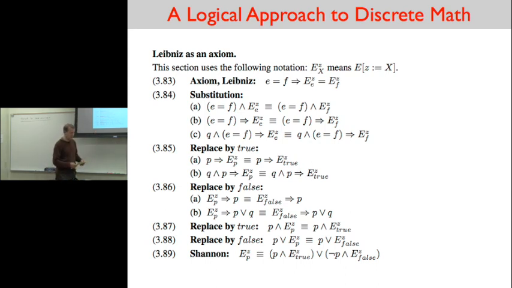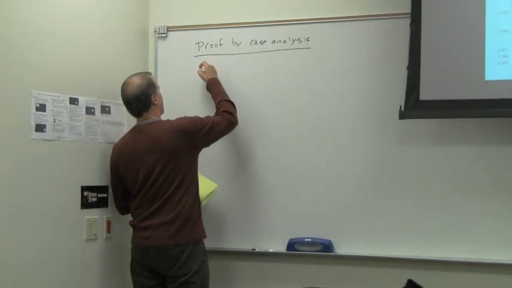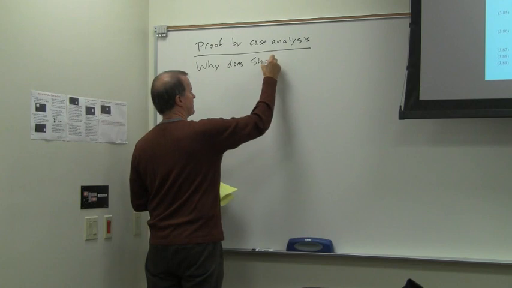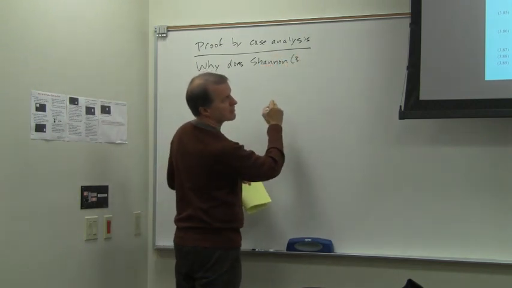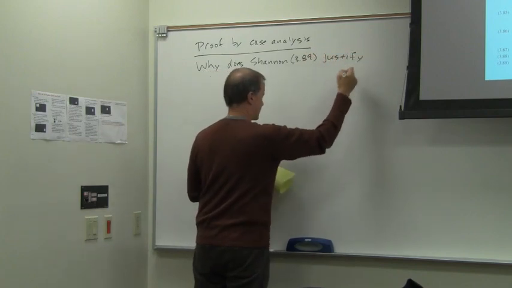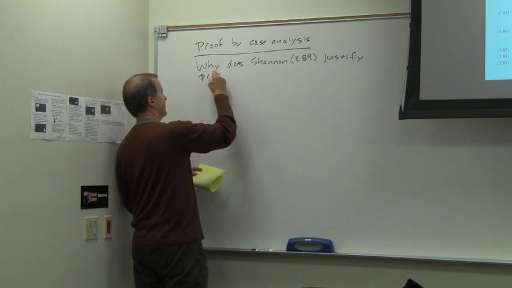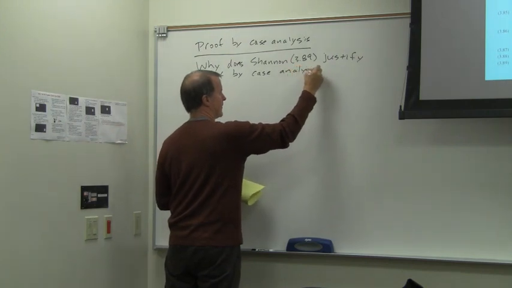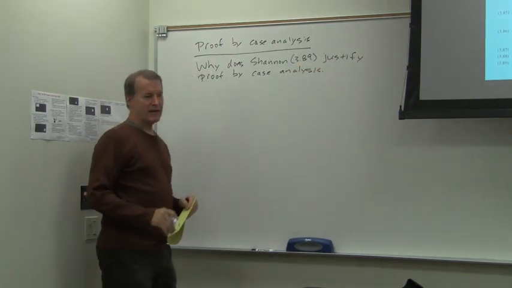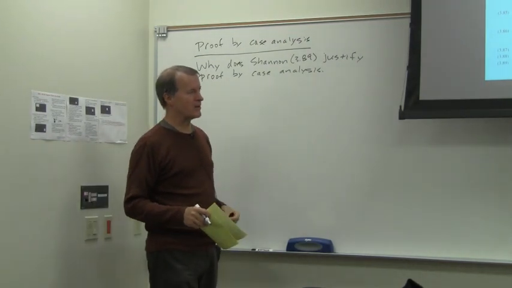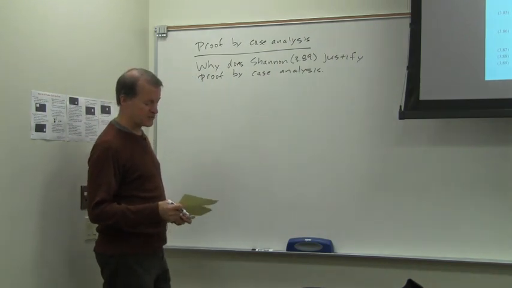So here's the question: why does Shannon 3.89 justify proof by case analysis? By the way, this is not in the book. I had students ask me, well, how does that follow? And it's always been a little bit of a puzzle. So I want to show you here why this works.